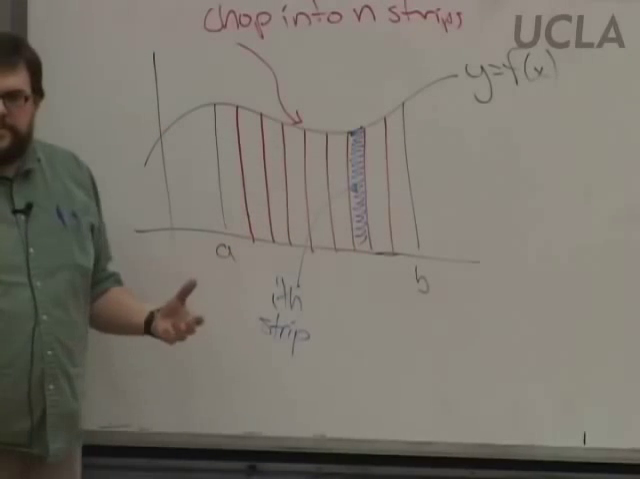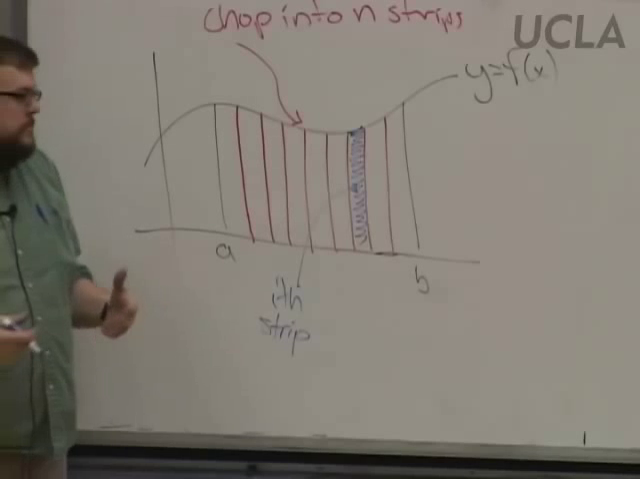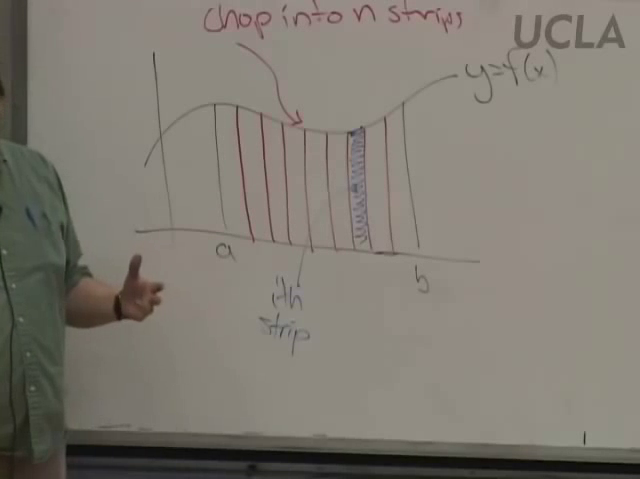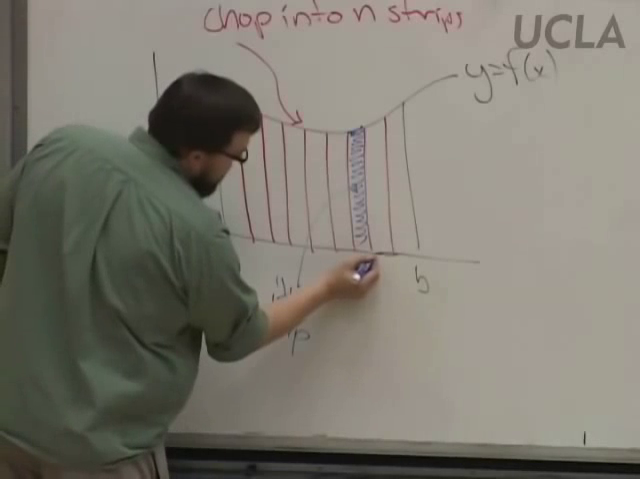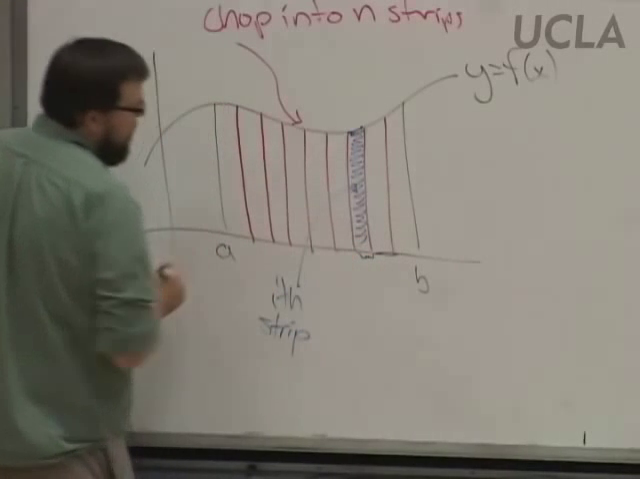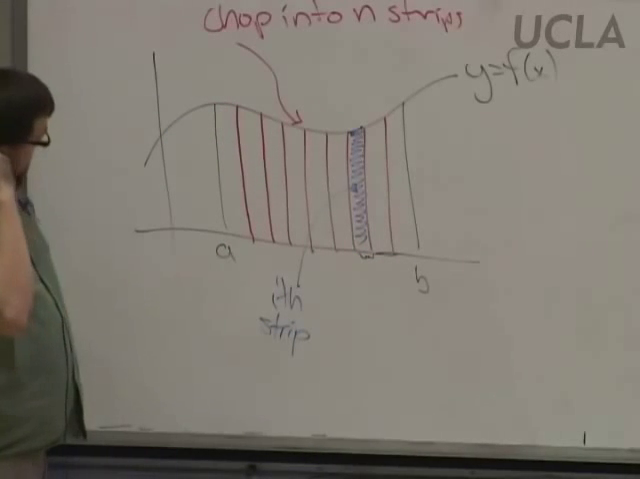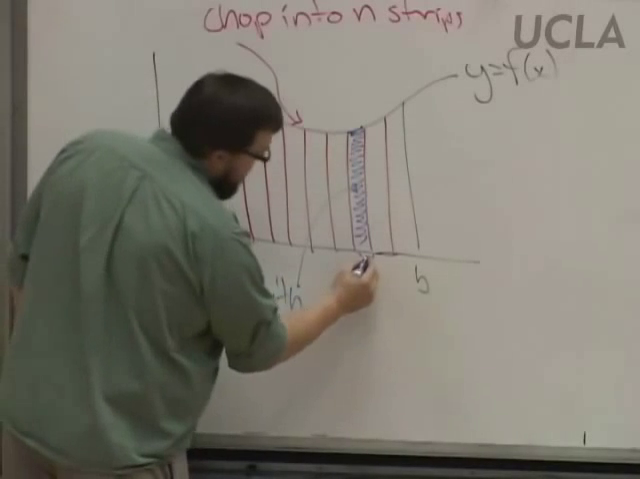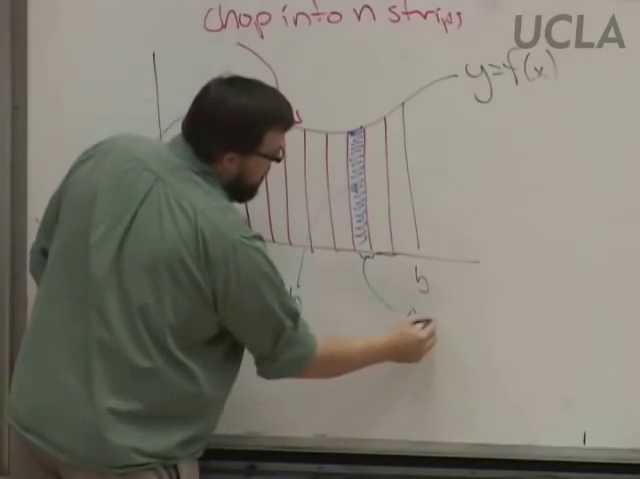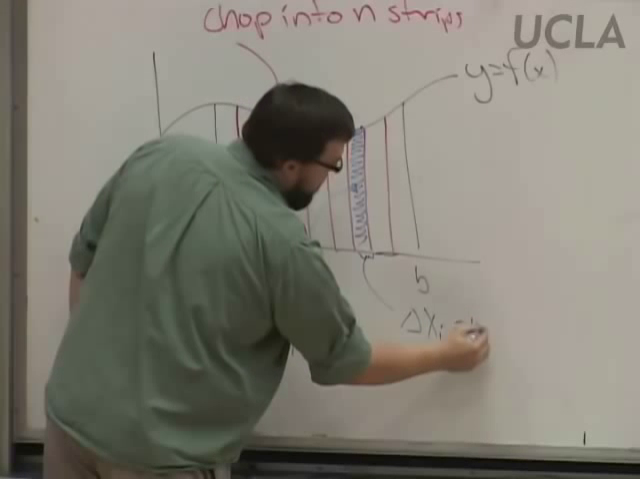So how do I find the area of a rectangle? Well, length times width. Now the width, let's say this is the bottom part, we'll call it the width. And that's roughly delta x_i is what we'll call it. This is the width at the bottom.